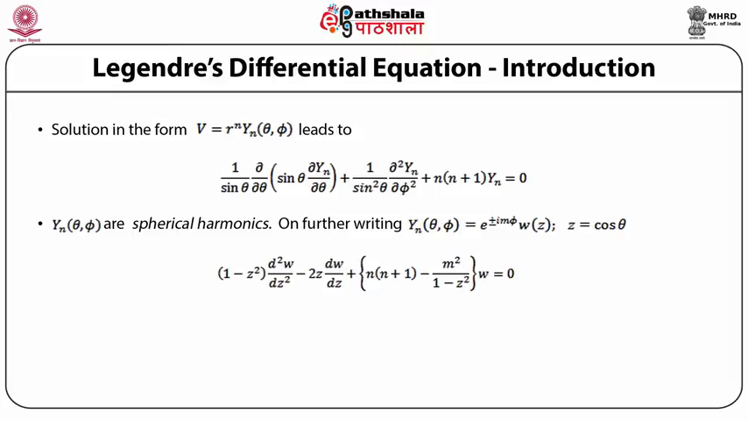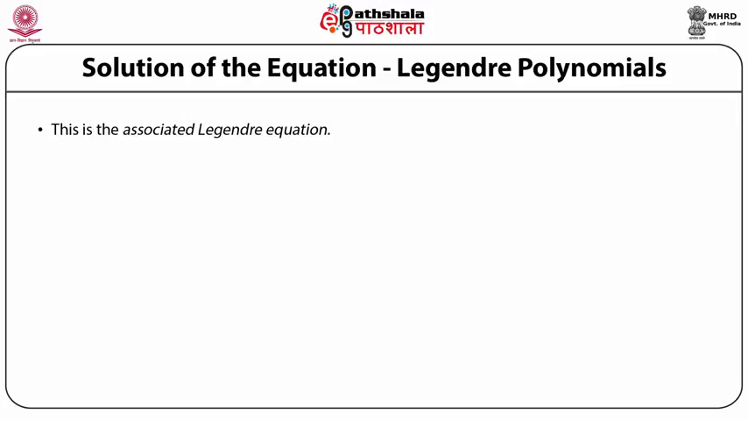If we further seek a solution for the spherical harmonic in a separable form, Yn of theta, phi is equal to e to the power plus minus i m phi into w of z, where z is equal to cos theta, we get the equation 1 minus z squared into d2w by dz squared, minus 2z into dw by dz, plus within brackets n into n plus 1 minus m squared by 1 minus z squared, bracket close, into w is equal to 0. This is the associated Legendre equation.